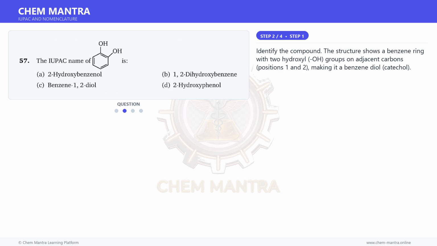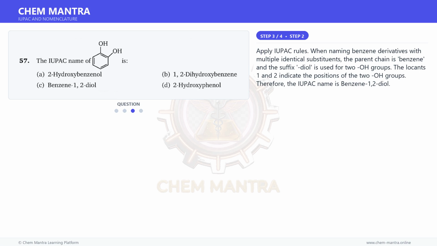Identify the compound. The structure shows a benzene ring with 2 hydroxyl OH groups on adjacent carbons, positions 1 and 2, making it a benzene diol, catechol. Moving on to the next step.